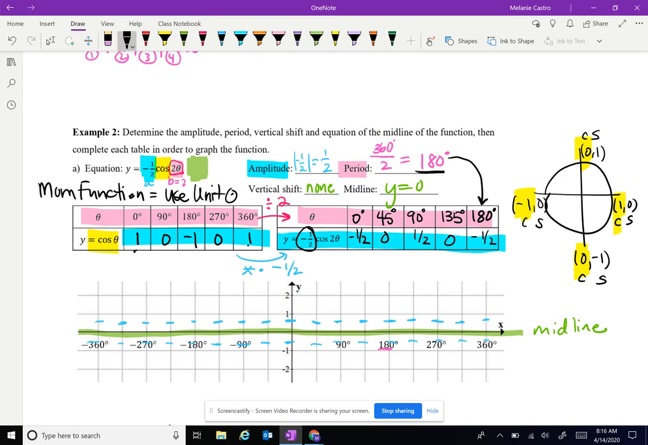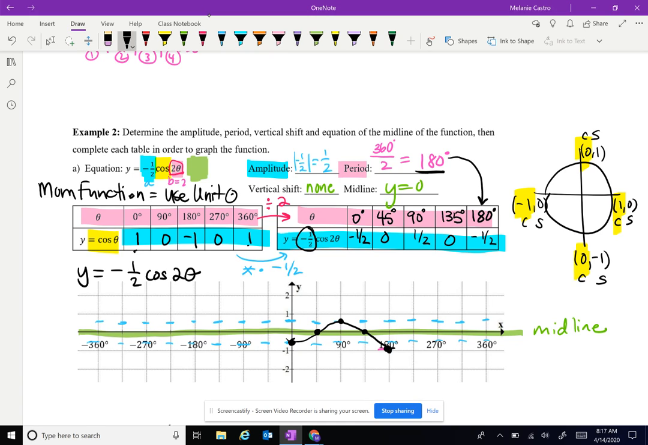So because the function was negative, it's going to start down here at -1/2. Then at 45 degrees, it'll be at 0. At 90, it'll be at +1/2. Then at 135, it'll be back at 0. At 180, it'll be at -1/2. So again, this should be what our cosine function looks like, and we're going to have to fill in the rest of it, but that's just one single period.